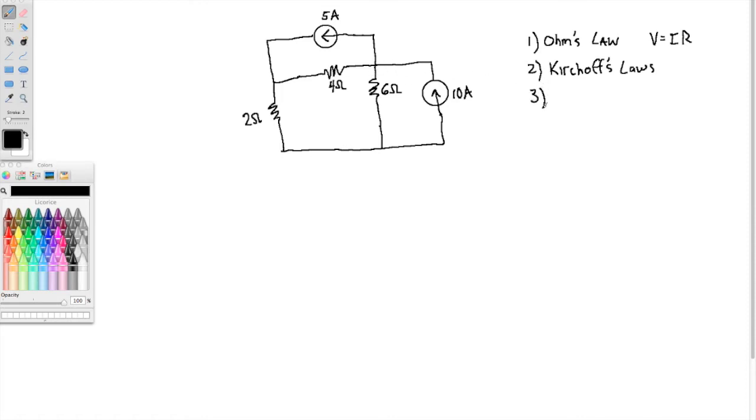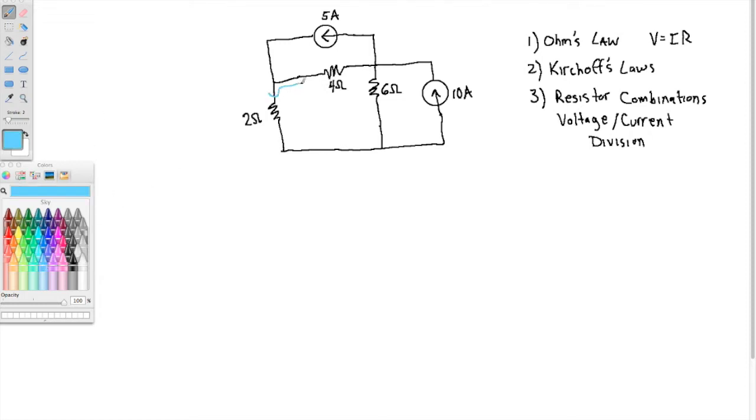Third, in the last video, we worked on combining resistors, resistor combinations. Okay, and what went along with that was voltage and current division. So current division could be nice here. It could be nice because we want to know how does the 5 amp source split, how does the 10 amp source split. But current division only applies for when resistors are in parallel.